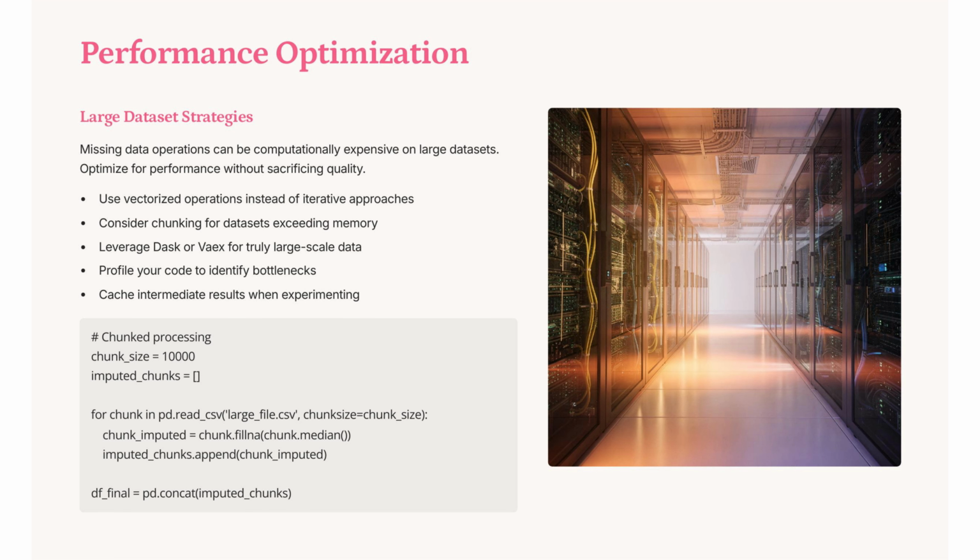Chunked processing is crucial for handling large datasets efficiently. By processing data in chunks, such as 10,000 rows at a time, we can manage memory usage effectively. Use vectorized operations to enhance speed and consider tools like Dask or Vaex for large-scale data. Profiling and caching can further optimize performance, ensuring quality isn't compromised.